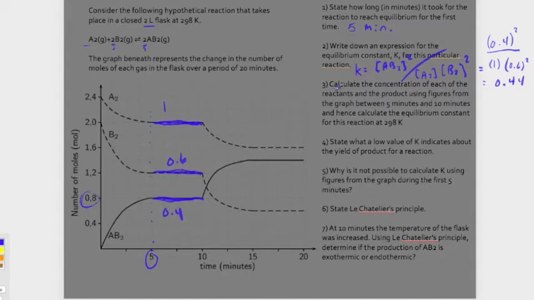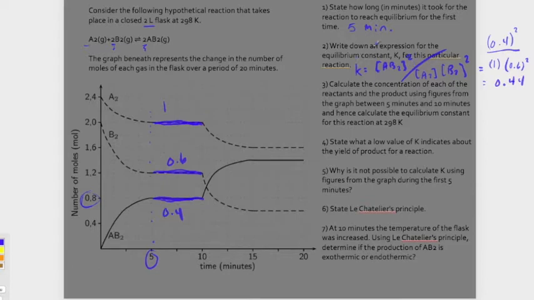Question 3. Calculate the concentration of each of the reactants and the products using figures from the graph between 5 minutes and 10 minutes, and hence calculate the equilibrium constant for this reaction. Oh, we just did that, didn't we? Calculate the concentrations between 5 and 10 minutes. I did that. Concentration is number of moles per liter, and then actually find the K value.